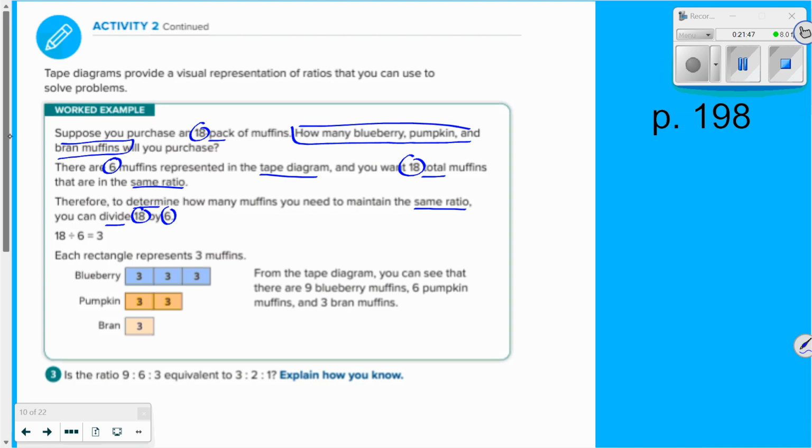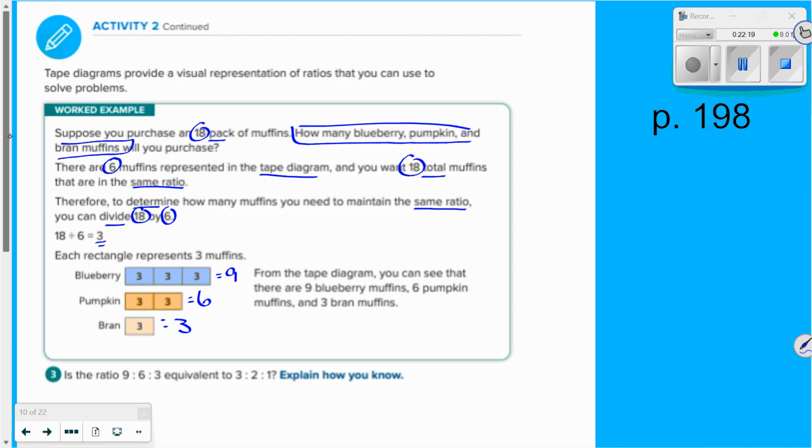Well, we know there's 6 muffins in the tape diagram, but I want 18 total muffins in this ratio. So to determine how many muffins I need to maintain the same ratio, I can divide 18 by 6. When I do 18 divided by 6, I get 3. So we take that 3 to show that there are 3 sets of total 18 to get to that 18 total. So each part gets 3. What that now means is 3, 6, 9, there are 9 blueberry muffins. 3, 6, there are 6 pumpkin muffins. And 3, there are 3 bran muffins. Does that make sense for everybody?